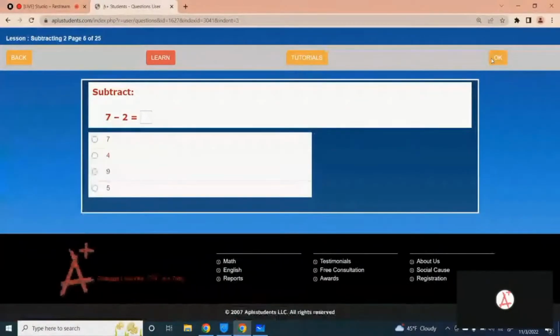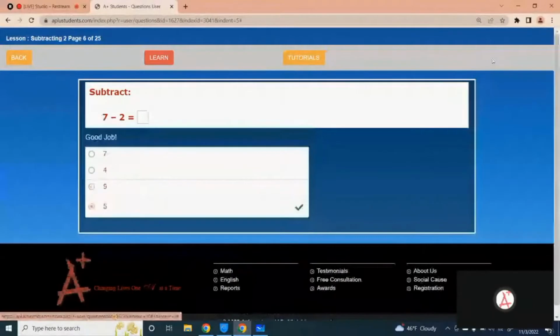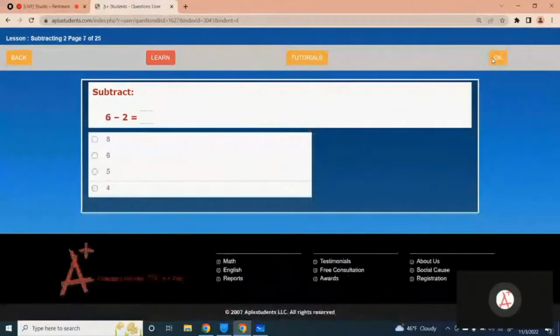Okay, 7 take away 2 is... make 7 lines, remove 2 of them. And how many lines are you left with? 5. Got it? So 7 take away 2 is 5. Select the correct option and click on the OK button.